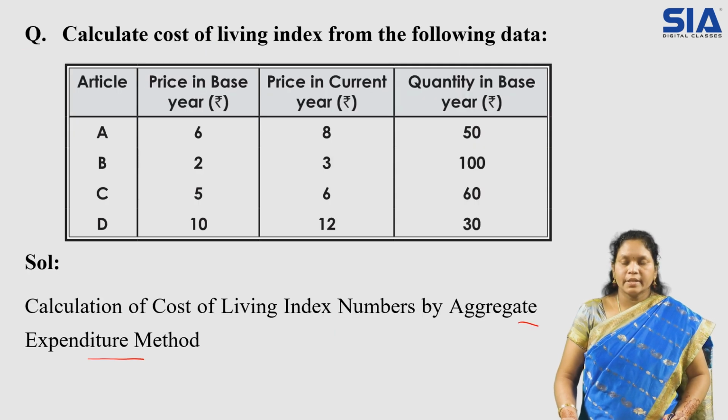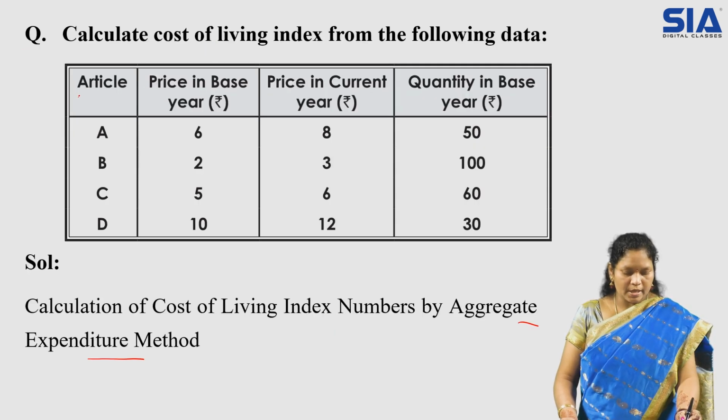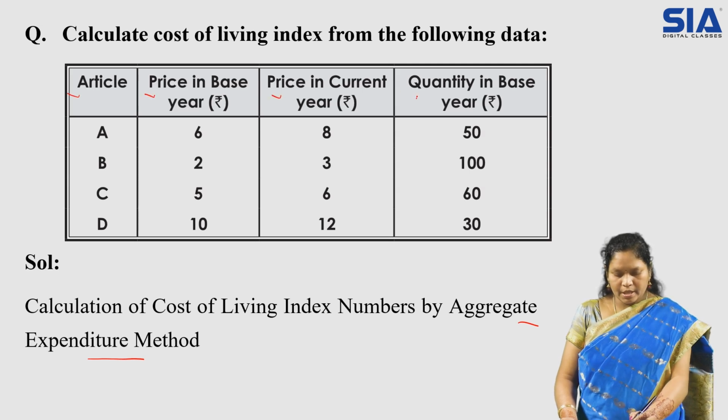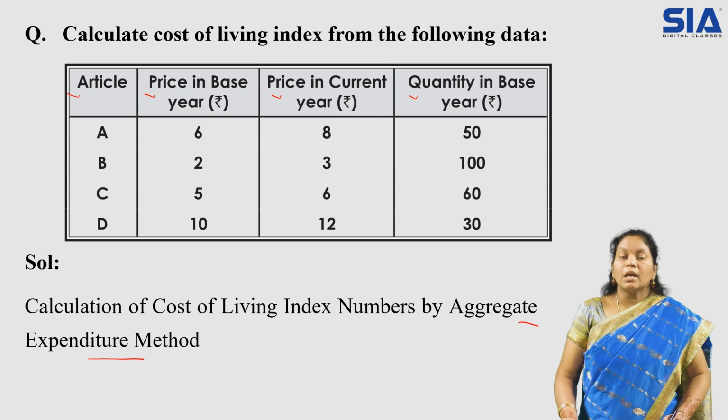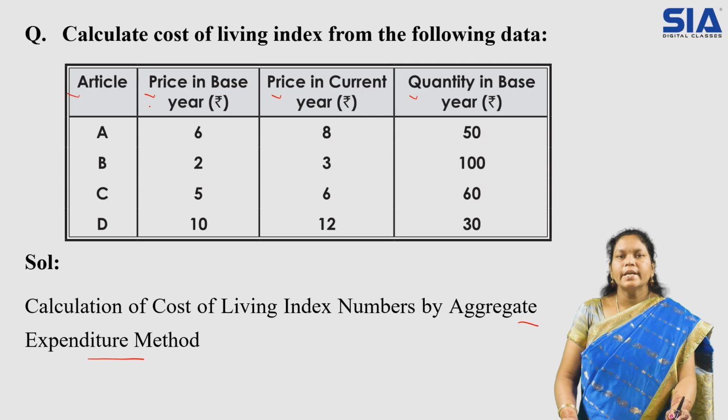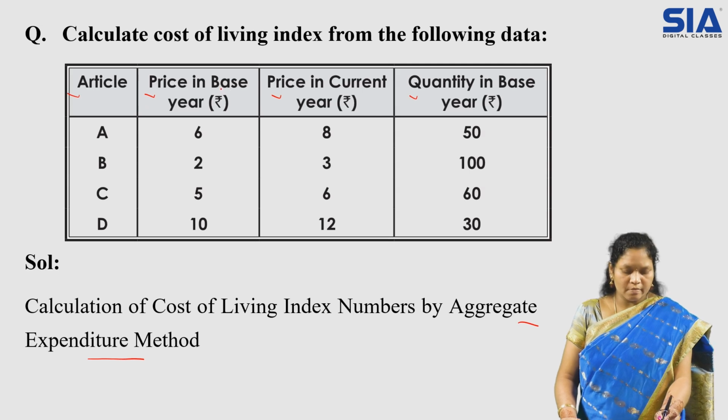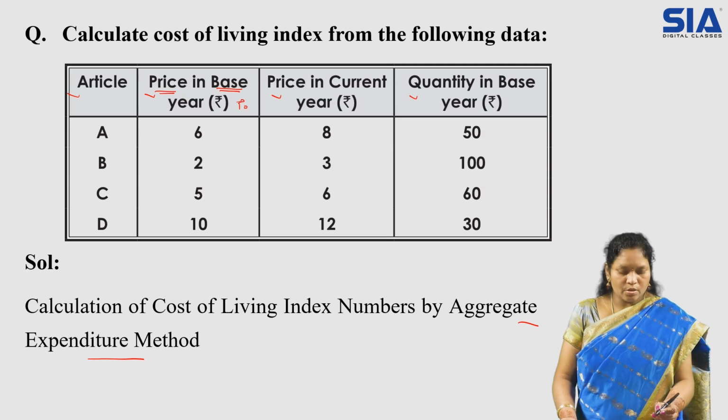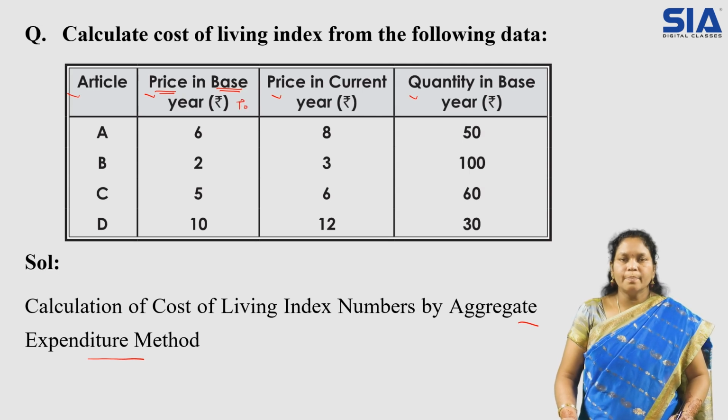So here is the given data. Some articles have been given, the price in base year, price in current year, and quantity in base year. Every time they will not mention P0, Q0, P1, Q1 directly. We need to identify them ourselves based on the question. Here the price in base year is given, right? Base is the clue, and the price they have said, so the notation is P0, because it's the price for the base year.